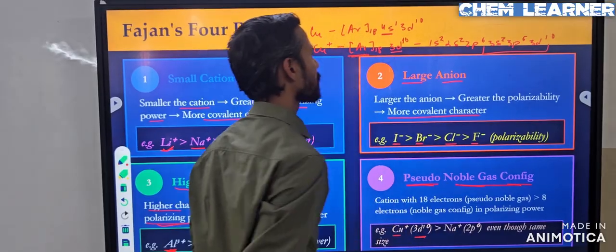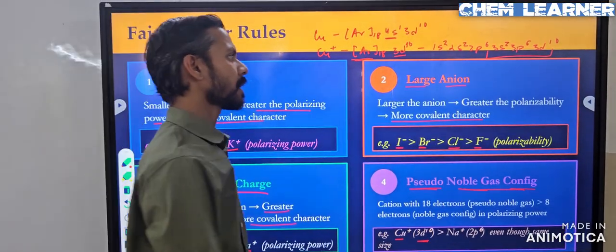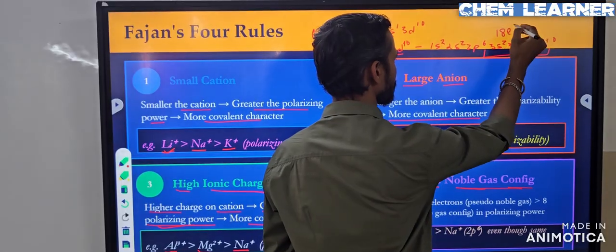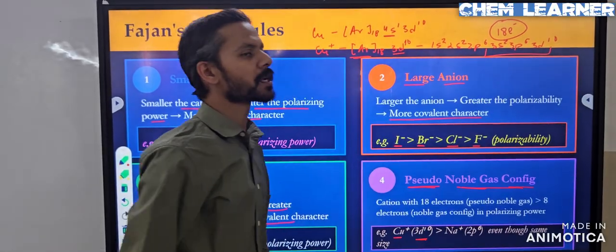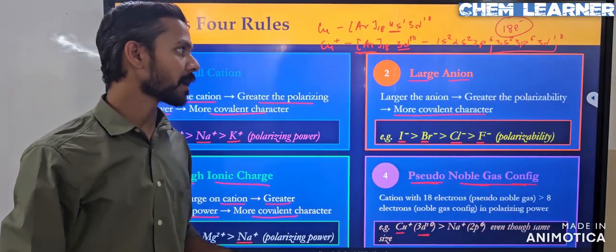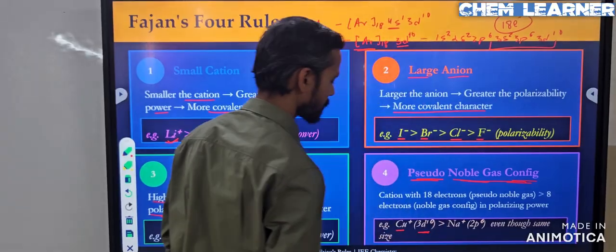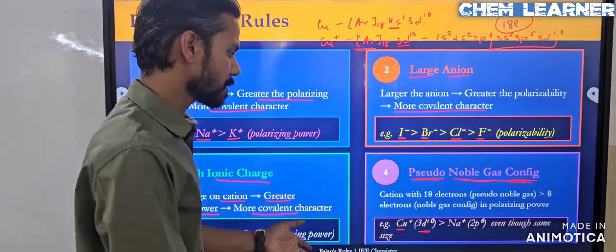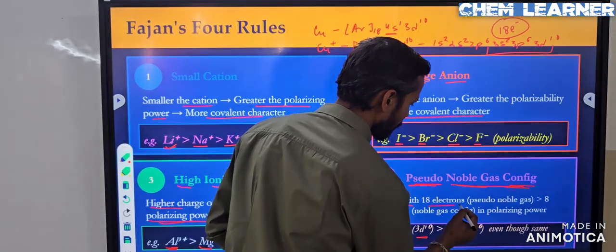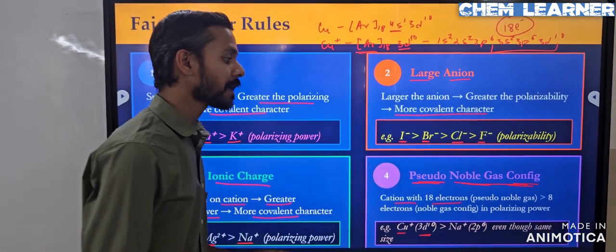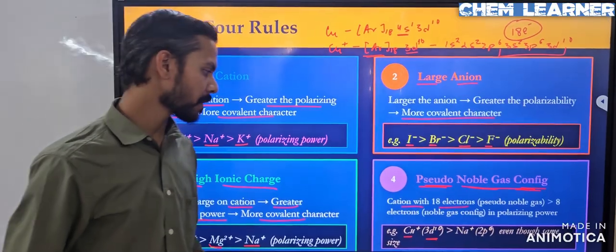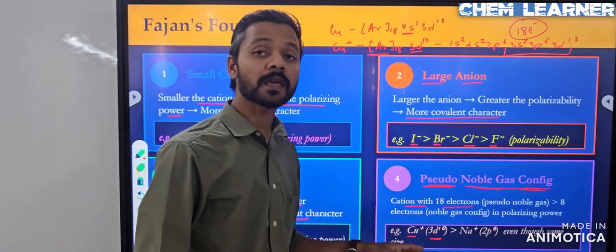The third shell of copper has a total of 18 electrons, and if the outermost shell of an ion has 18 electrons, then the configuration is termed a pseudo noble gas configuration. And if the cation has 18 electrons, then it has more polarizing power than a cation having 8 electrons.